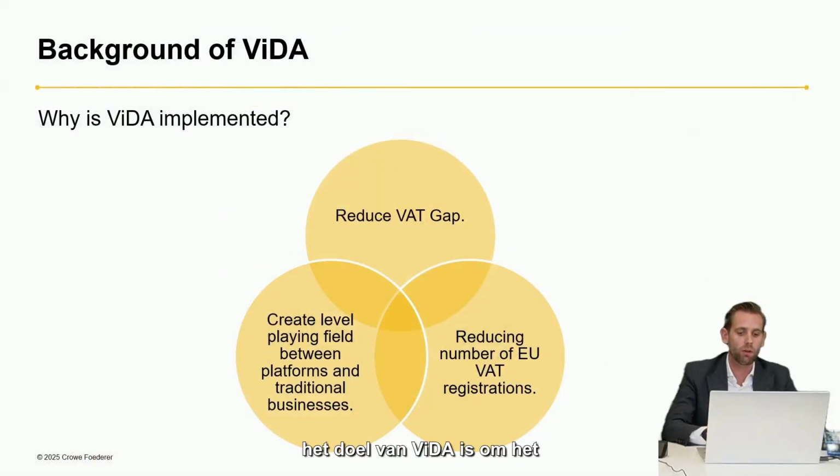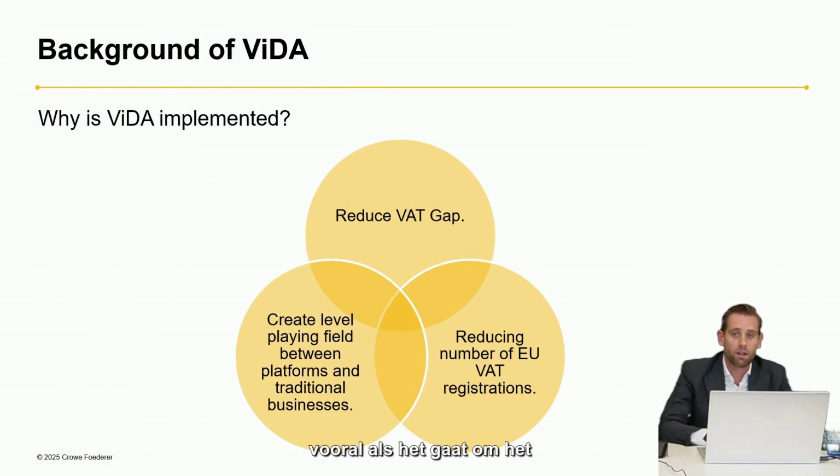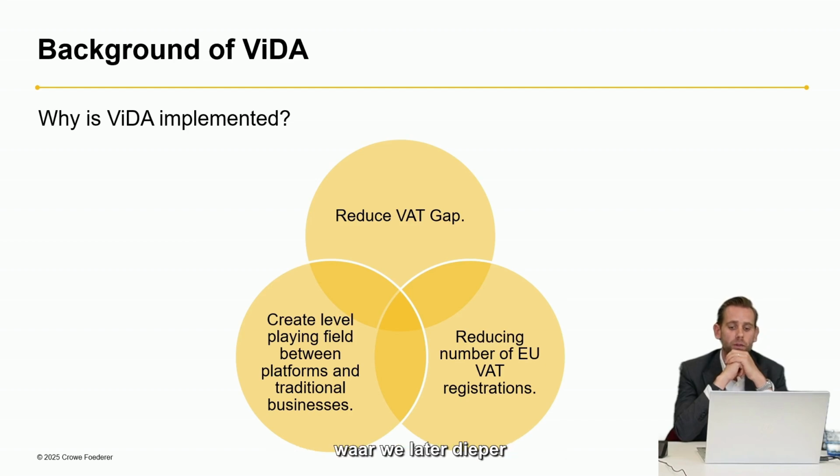So in short, the goal of ViDA is to modernize the EU VAT system. The current system has been showing its age, especially when it comes to keeping up with modern business models, like those in the digital and platform economy. There are 3 reasons behind the push for these reforms, which we'll explore in more detail later, but just to summarize them here. The first of all is to reduce the VAT gap.